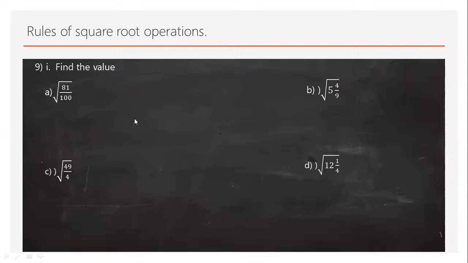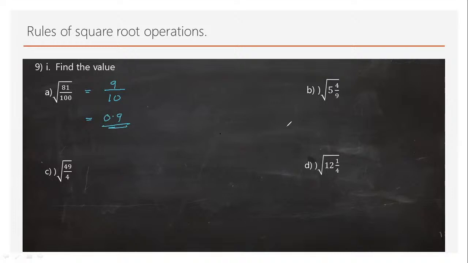Find the value. Square root of 81. The square root of 81 is 9. The square root of 100 is 10. 9 divided by 10, 0.9.